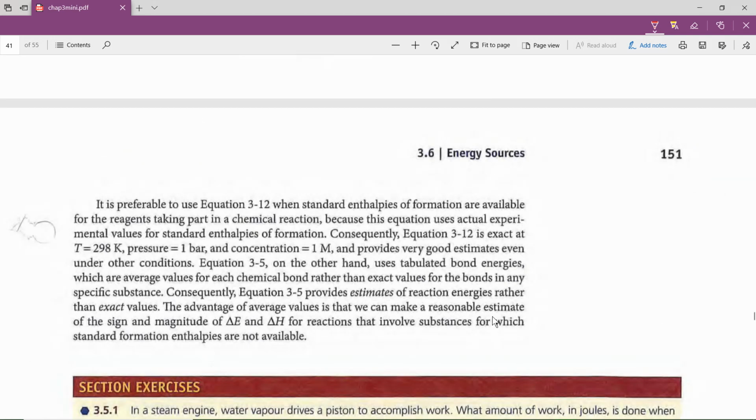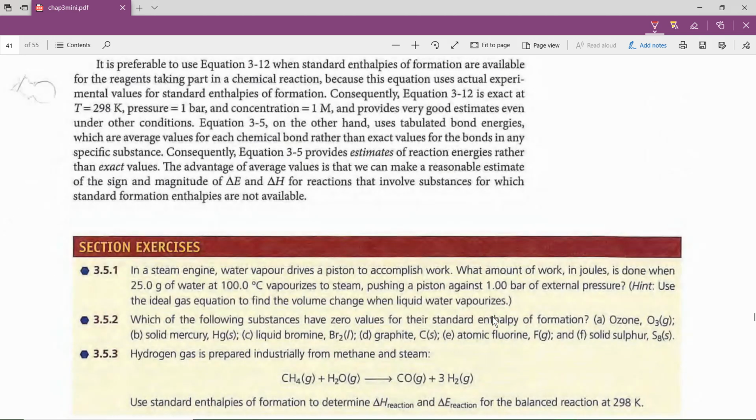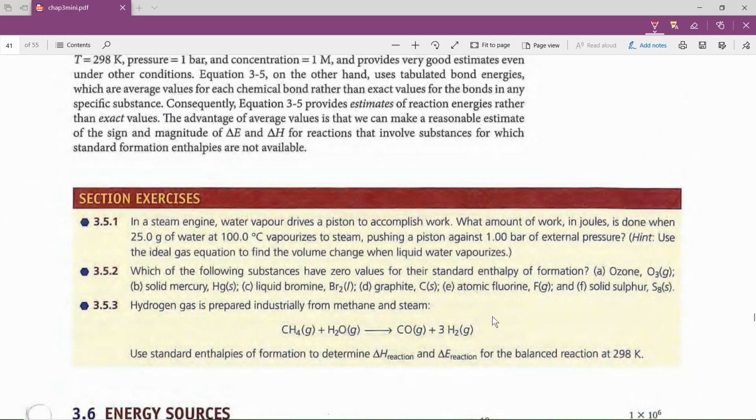If you have a choice, use equation 3.12, the Hess's law with the delta H naught F, because they're using experimental data, whereas the tabulated bond energies are average. Okay? Estimates. But there are times when it's helpful just to get like a back of the envelope calculation, just to use the bond energies.